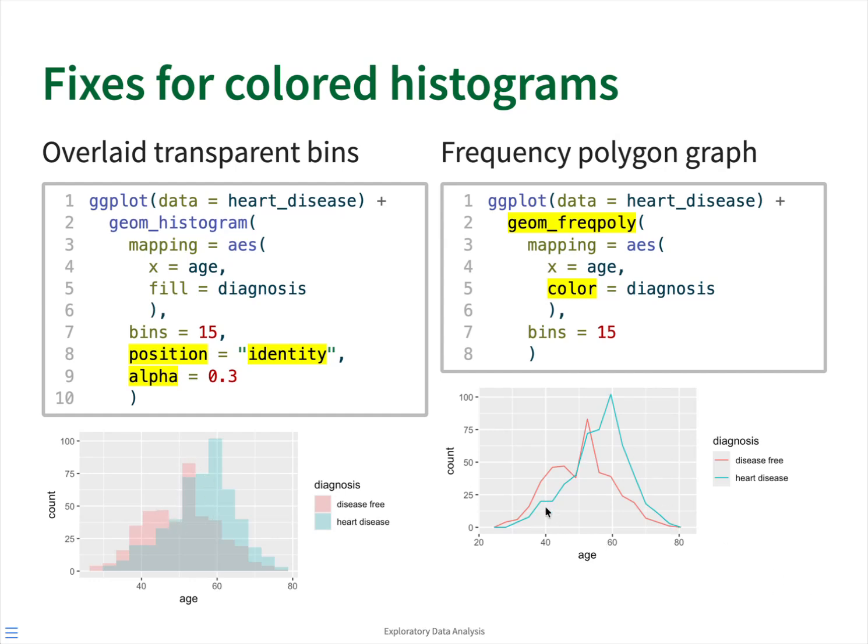And this avoids the overlapping gray color, and it means that if we had many categories, it would be much easier to see the line.